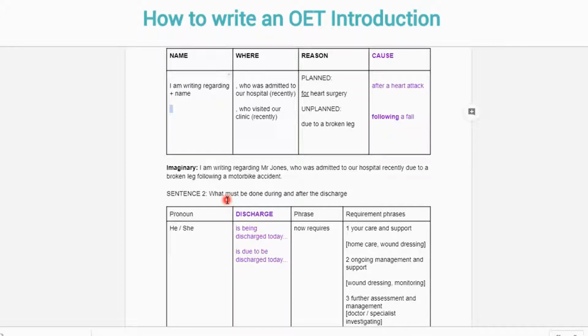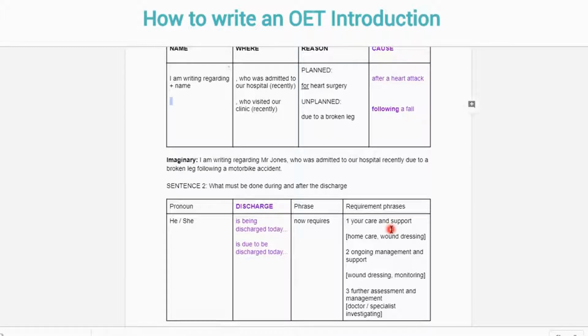Okay, he's being discharged. Well, you can't say discharged, can you? Sorry. He now requires further assessment and management. All right, he's being referred to a specialist, let's say. One more. I'm writing regarding Mr. Apple, who was admitted to our hospital recently due to a broken arm following a fight in a bar. He's being discharged today and now requires your care and support. All right, so there's two from me.